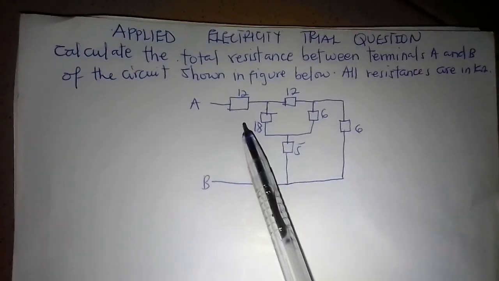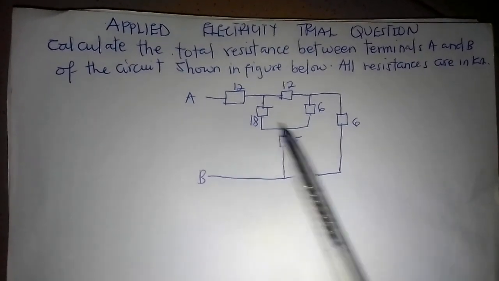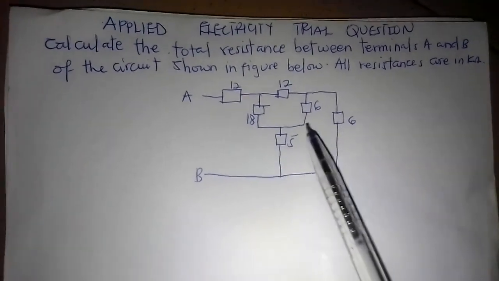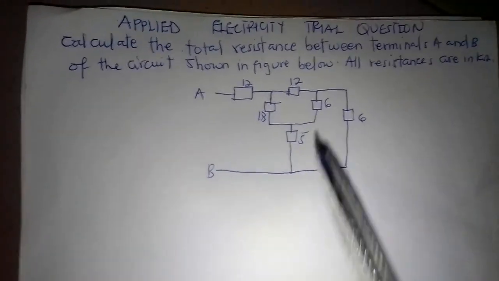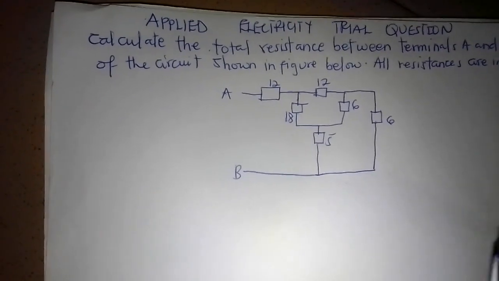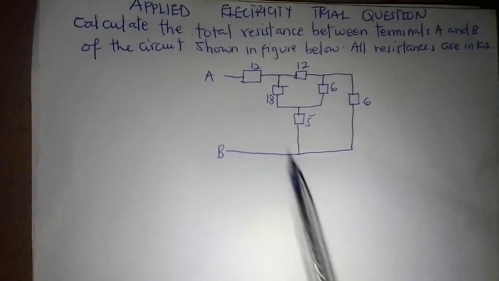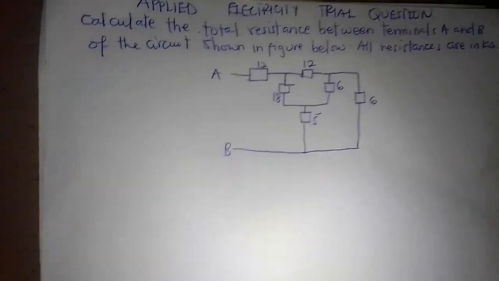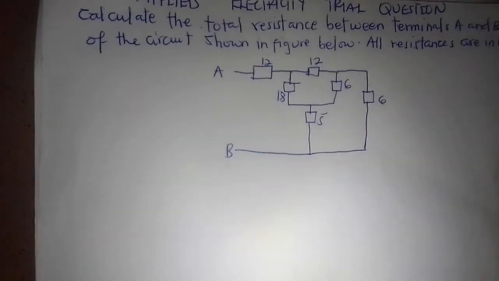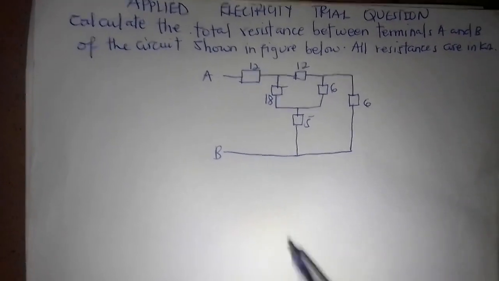So you can see this resistor, and we have a delta connection of resistors here, and also this forms another delta connection of resistors. So we are to find the effective resistance, that is the total resistance. Follow the video to the end so that you get a full understanding of this concept.